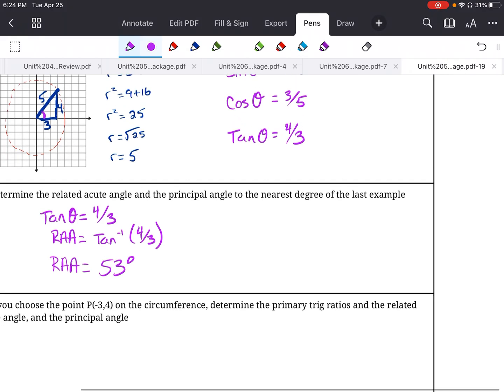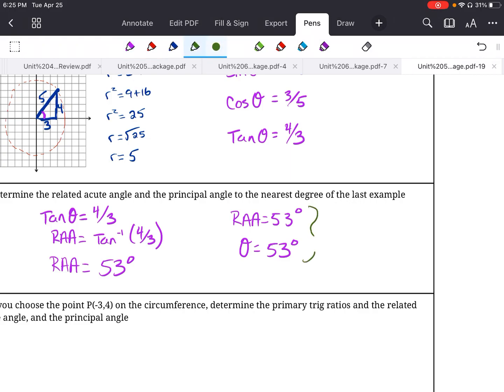Now, because our triangle is in quadrant 1, the related acute angle and the principal angle are the same thing. Okay, same in quadrant 1.